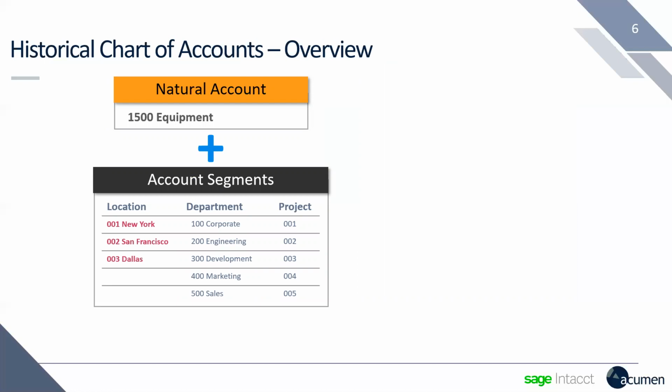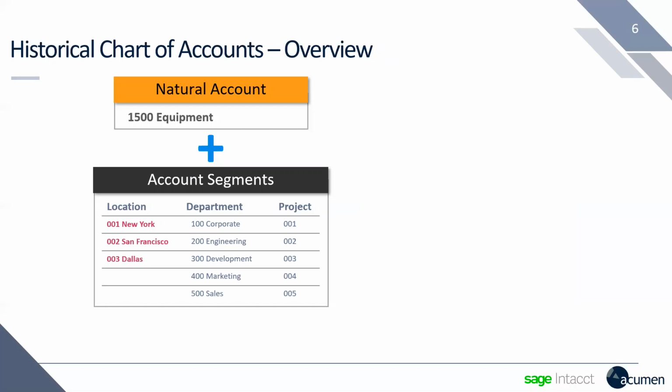Here we have an account called equipment. Hopefully everyone on the line has some type of equipment in their business, and that could be vehicles, it could be furniture, it could be heavy cranes. We have clients in all kinds of different industries. Lots and lots of them do have some type of equipment, but this is true for any natural account in the system.